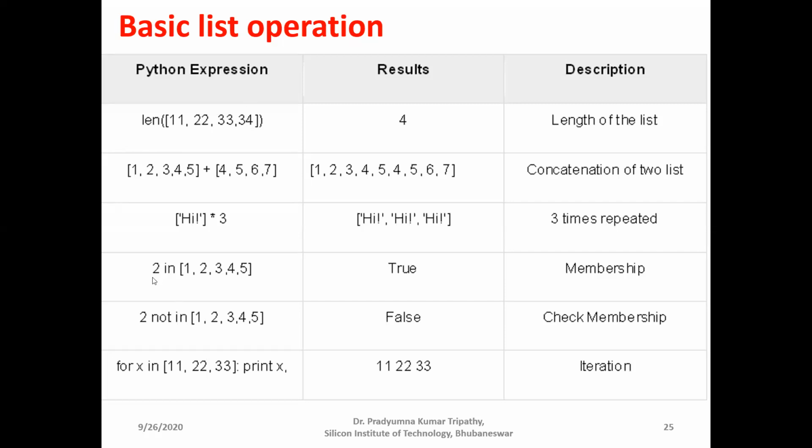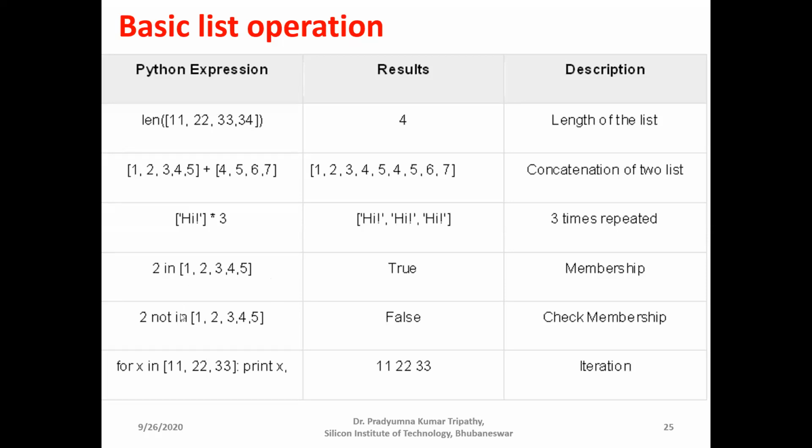Similarly, we have also read that 2 in this means whether 2 is present in the list or not. What is the return type? The return type is either true or false. If I write 2 in this, 2 is present, so it will return true. Suppose I say 7 in this, it will return false. So it is a membership operator, a membership operation.